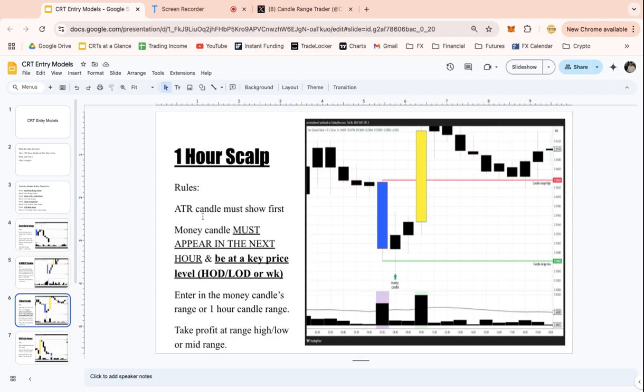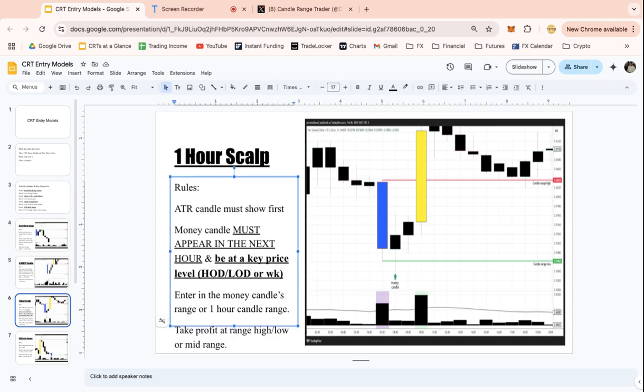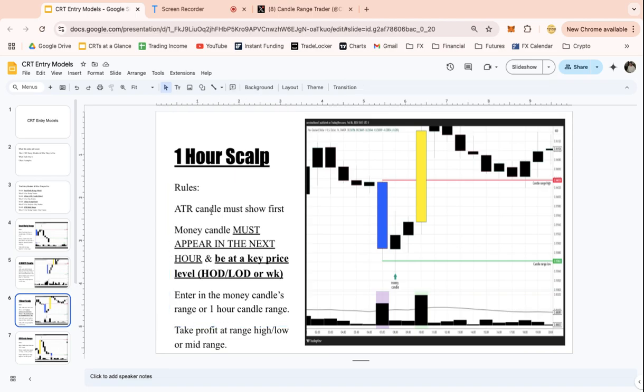So the rules for this one, the ATR candle must show first on the 1-hour chart. Okay, so the candle's going to turn blue or yellow or whatever your settings is. That's going to determine what color the candle will change based on how you set up your indicator. Okay, so that's going to go first.